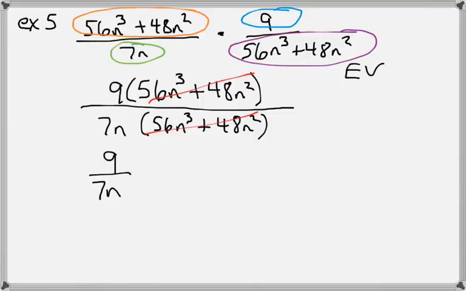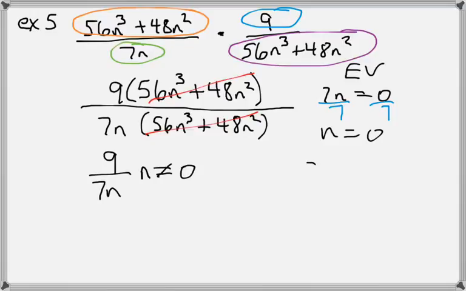So my excluded values come from my original denominators. So 7n is equal to 0. Divide both sides by 7. And you're going to get that n is equal to 0. That is one of our excluded values. So I'm going to write that down over there.